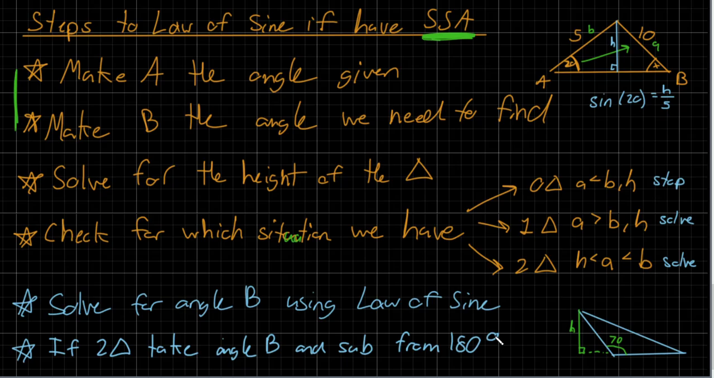It's a lot of steps. This is steps in detail, Kian. Step 1, 2, 3, 4, 5, 6. And so the first 2 are the labeling. The second 2 are trying to find the height and trying to find out how many solutions you have to solve for.